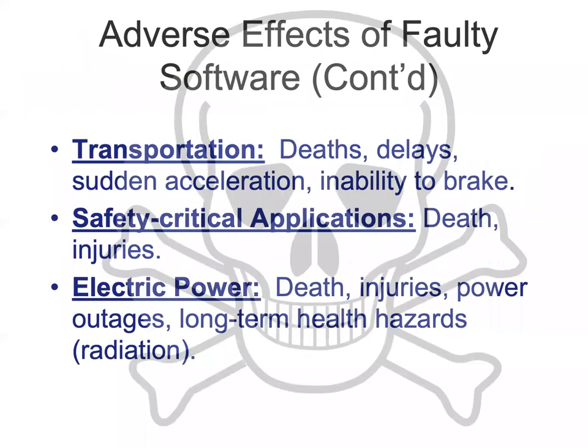All right, the next one, again, transportation, safety applications, electric power. So many things can happen. Transportation, death, sudden acceleration. Let's say you have a driverless train for some reason, and there are software issues with it. People can actually be injured or die because of these kinds of incidents.